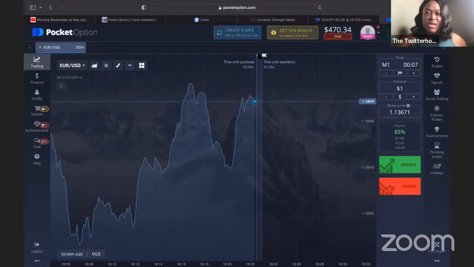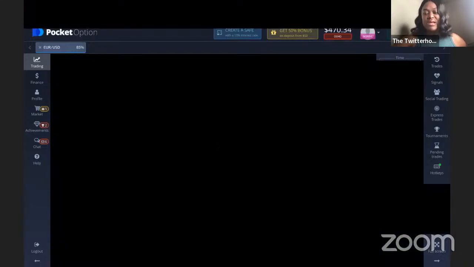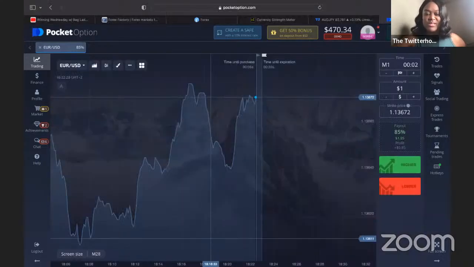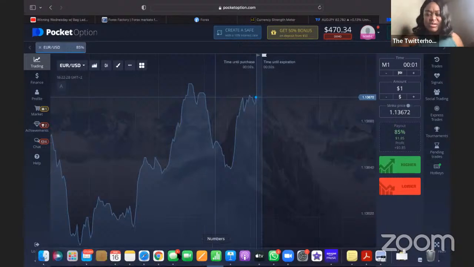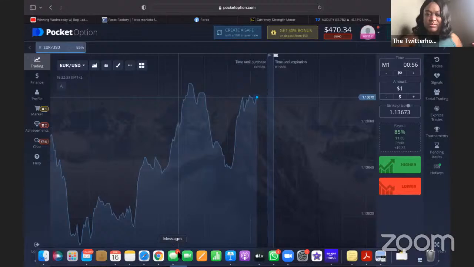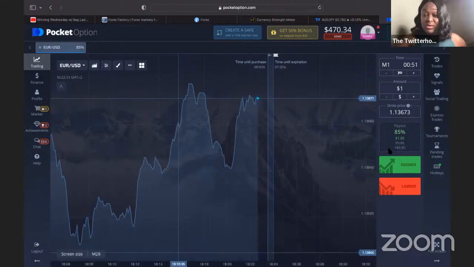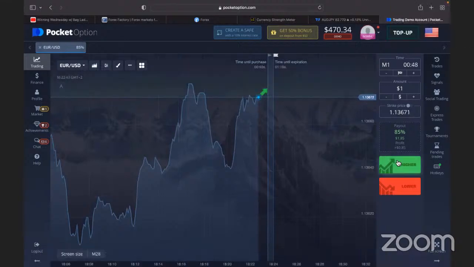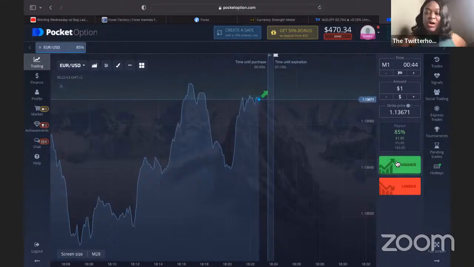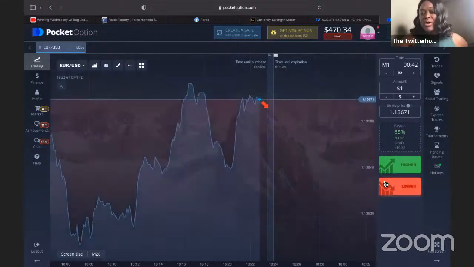Miss Rose, if you could unmute yourself and tell me, looking at this Euro USD, just to guess, do you think price is gonna go up or price is gonna go down? Real quickly. Well, right now it's going up. So you think price is gonna go up? It's pretty high. So maybe, yeah, I think it's going to come down. It's going to come down, okay, because it's really, really high right now.